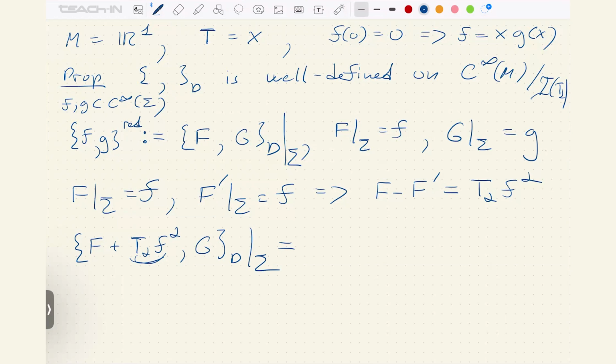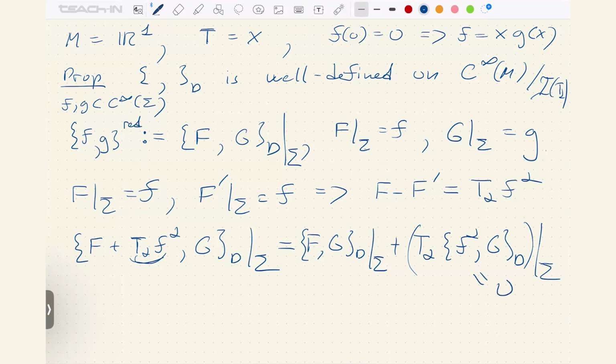So let's check it. So let's evaluate. There is an obvious first term, which is just the Dirac bracket of F and G restricted to sigma. But then there is a second term. Let me remind you, the Dirac bracket has the Jacobi identity, right? So there will be two terms originating from this one, when the Dirac bracket hits F and when it hits T. But when it hits T it is zero, because T is a Casimir function. So only one of the two survives. And we get here T alpha, the Dirac bracket of F alpha and G, and all this stuff restricted to sigma. But this is zero, right? Because here we have the constraint. The same goes if we do exactly the same for the second argument. Anyway, the bracket is antisymmetric, so it doesn't matter.